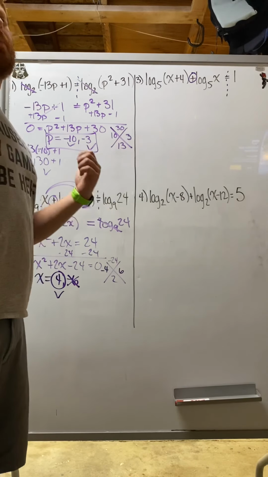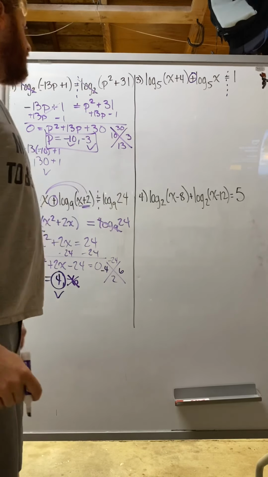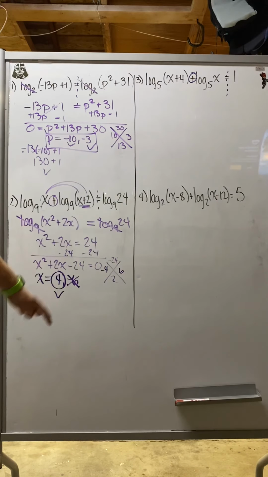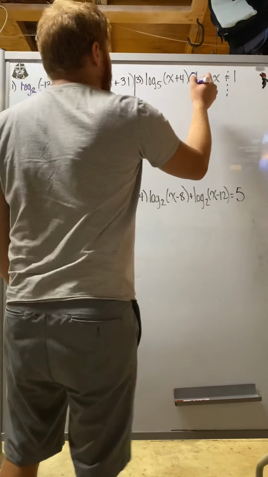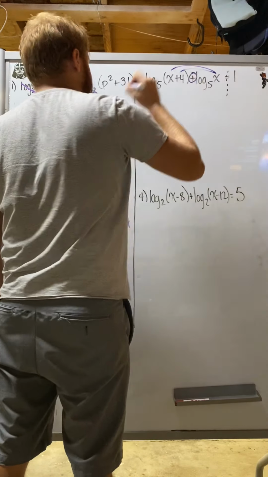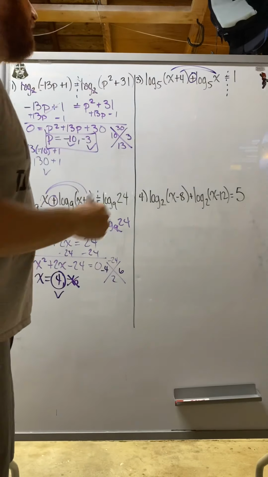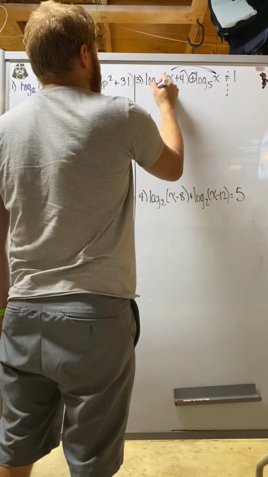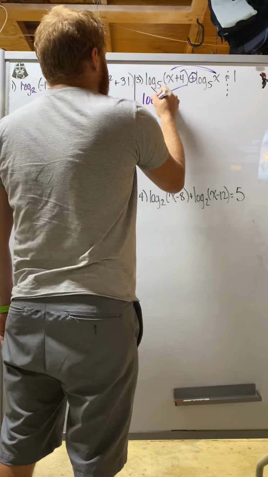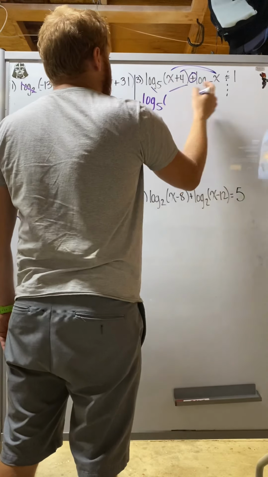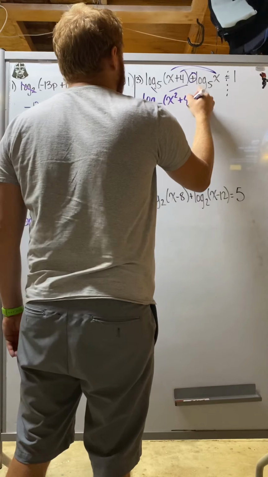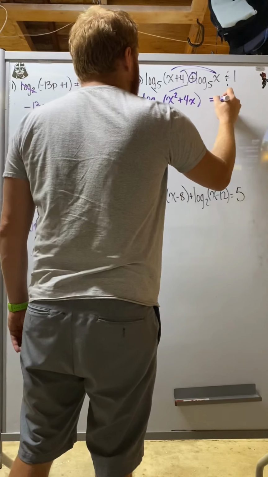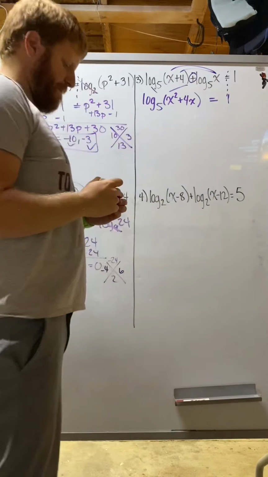You have to know your properties in order to do this. Notice that none of my bases on these log equal log equations made any difference, but they might make a difference here. So I have to put these together by multiplying my arguments together, and that means that these will go into a single log that says log base 5 of x times x, x squared, and x times positive 4, 4x, is all equal to 1.